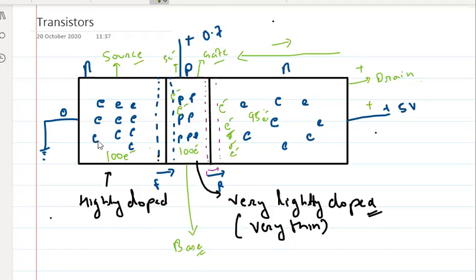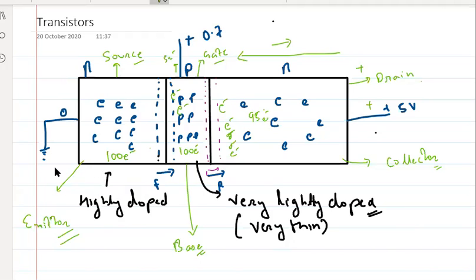Now since this side is emitting electrons, it is giving electrons, it is called the emitter. And since this is collecting electrons, it is called the collector. Got it? So source, gate and drain is a nomenclature which can be used for all the transistors. This depends on the function, and this depends on the basic convention.